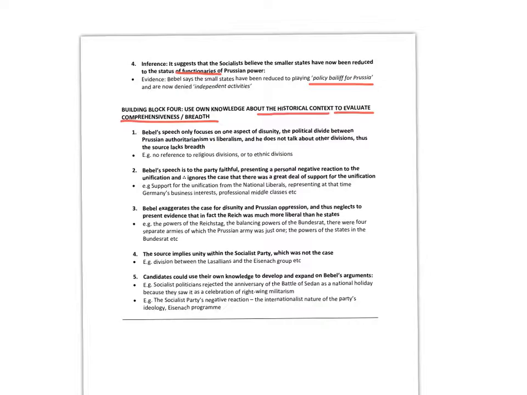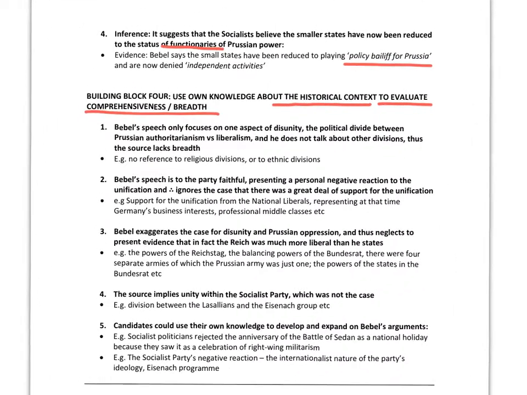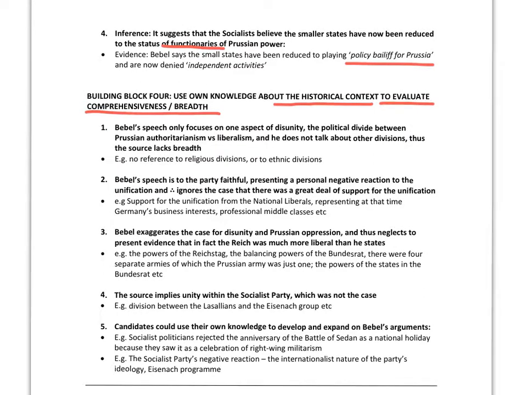So what are the key points I would actually make here? I would just zoom in a little bit, okay? So I would make the point that Bebel's speech only focused on one aspect of disunity, the political divide, because he talks a lot about Prussian authoritarianism against liberalism. Okay, showing your vocabulary there, but he doesn't talk about other divisions. No reference to religious divisions, so you could briefly mention Catholic versus Protestant. No reference to ethnic divisions, so you could mention the Poles, the French, the Danes. They were divisions that were relevant as well.